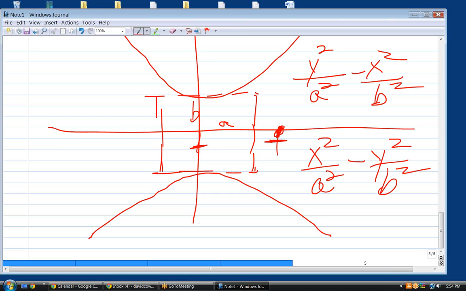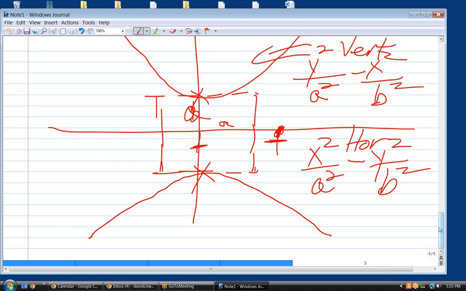So if you have an x squared plus y squared, you're dealing with an ellipse. If you have either an x squared minus y squared or a y squared minus x squared, you're dealing with a hyperbola. This is a horizontal hyperbola, and this is a vertical hyperbola. And of course, if it's vertical, A is always measured on the line that connects the two vertices. So A goes under whatever variable that is. If it's a vertical hyperbola, A has to go under the y squared term. If it's a horizontal hyperbola, then A goes under the x squared term.